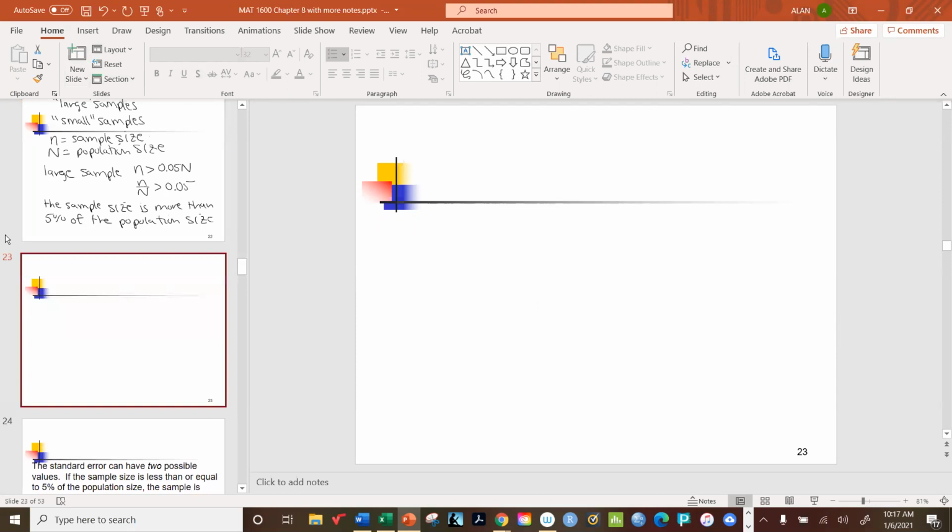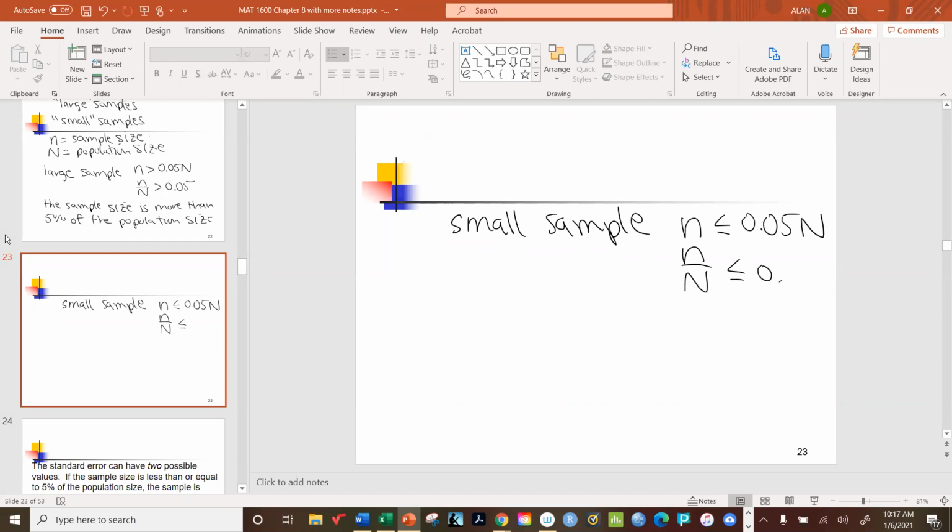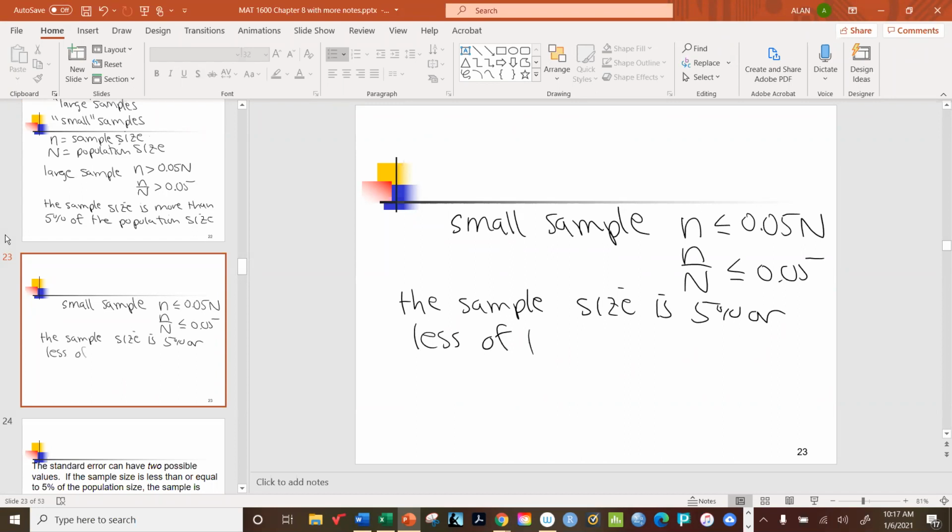So here, for example, we'll just define a small sample as, of course, one where the sample size is no more than 5% of the population, or we could write it like this. Here the sample size is 5% or less of the population size.